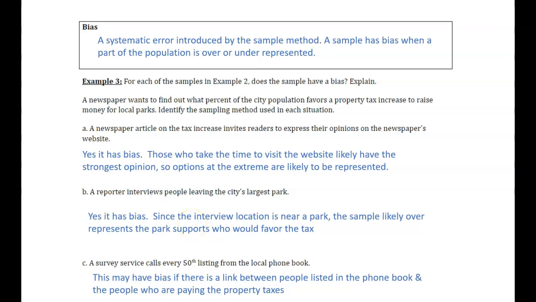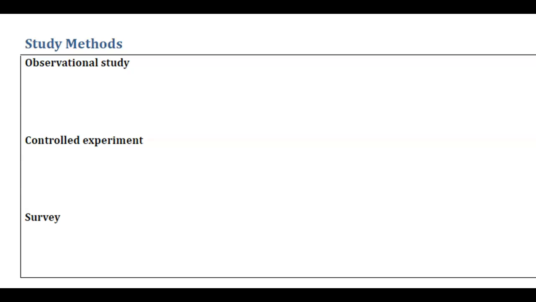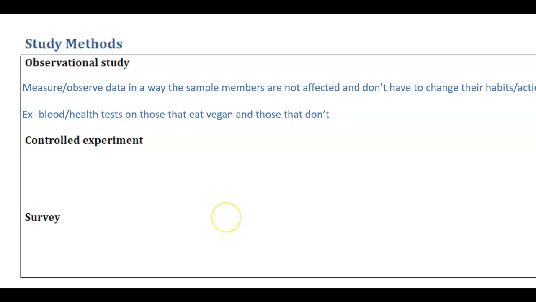So, for example, if I only called people in the area right next to the park, then there's going to be bias. So, we just talked about who we're going to interview and how we're going to select who we gather data from. And now we're going to talk about sampling methods, which is the ways that we actually gather the data. So, we have 3 different ways that we can actually gather the data.